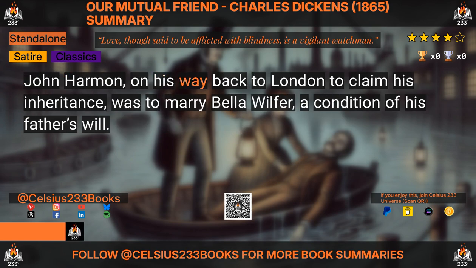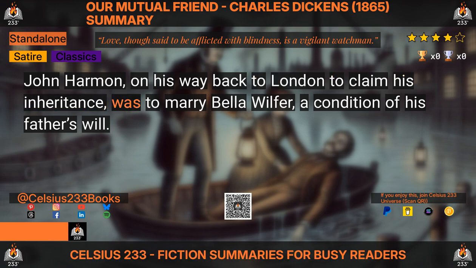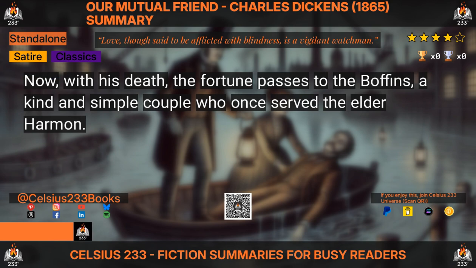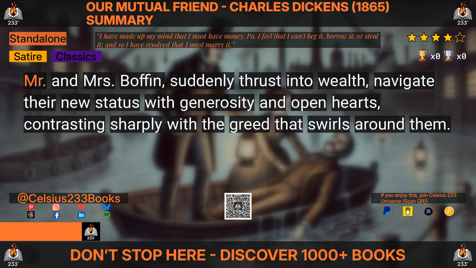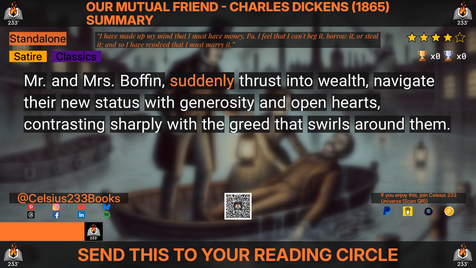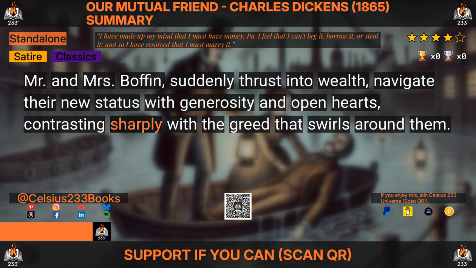John Harmon, on his way back to London to claim his inheritance, was to marry Bella Wilfer, a condition of his father's will. Now, with his death, the fortune passes to the Boffins, a kind and simple couple who once served the elder Harmon. Mr. and Mrs. Boffin, suddenly thrust into wealth, navigate their new status with generosity and open hearts, contrasting sharply with the greed that swirls around them.